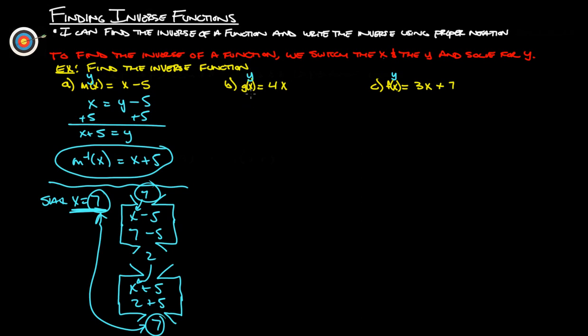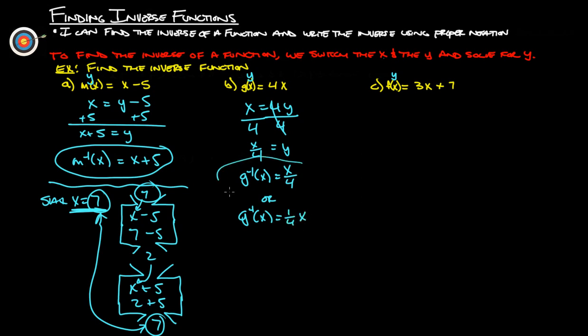This g of x is basically y, so we're going to switch that to x, and then this x is going to turn into y, and we're going to solve for y. So we divide both sides by 4. So we get that y equals x over 4. So really, again, our inverse function is, that was g of x, so it's g to the negative first of x equals x over 4. Or we could also write this as g to the negative first of x equals 1/4 of x. Either one of those means the exact same thing. So whichever one you want is good by me.